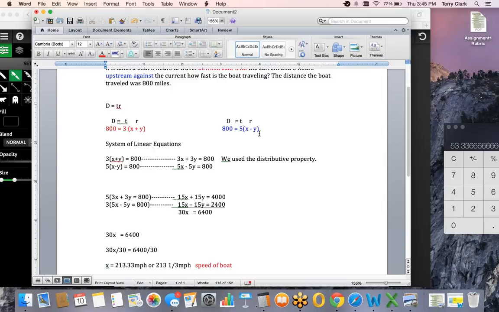Sometimes we'll give that to you. Sometimes it'll be right there in the word problem. And then there's going to be stuff that's not going to be in the word problem, like the rate was not in the word problem. So we had to use variables for the rate. And then we had to take into consideration the current. We couldn't just use the rate by itself.